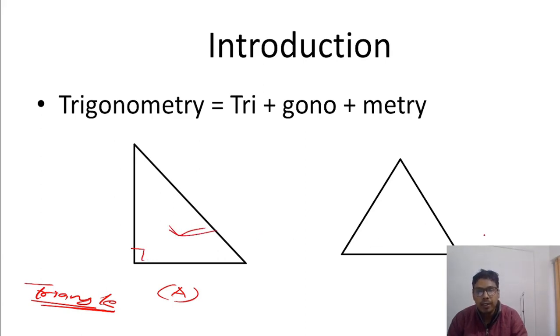But trigonometry cannot be applied directly in this triangle, because it is not a right angle triangle. So you may ask how we can apply trigonometry in this triangle. We have to convert this triangle into a right angle triangle. How can we convert it? Bisect the triangle into two parts, like this.